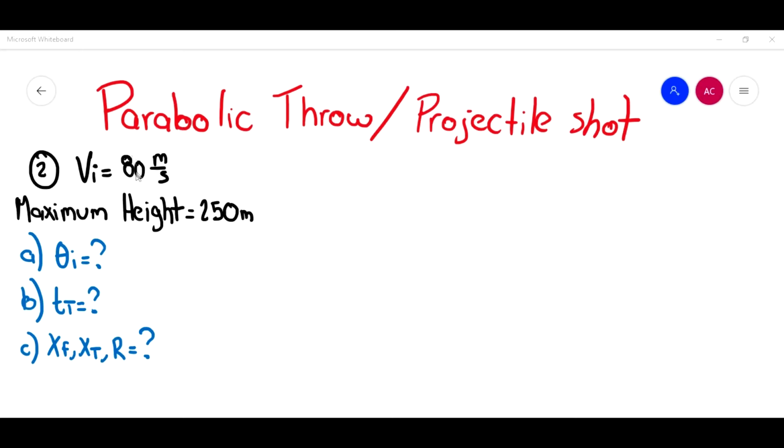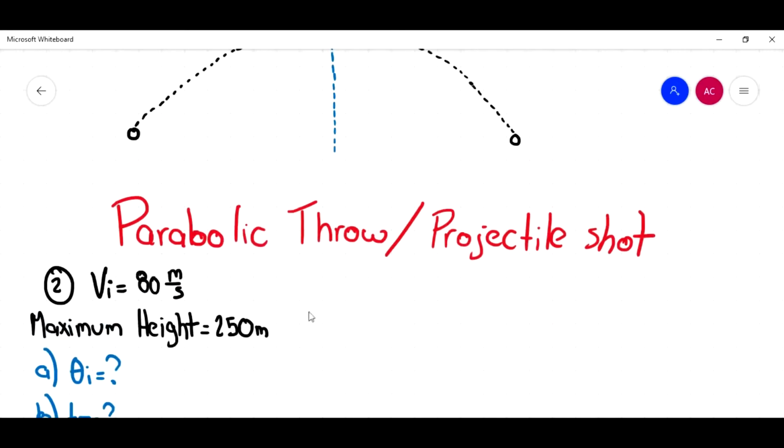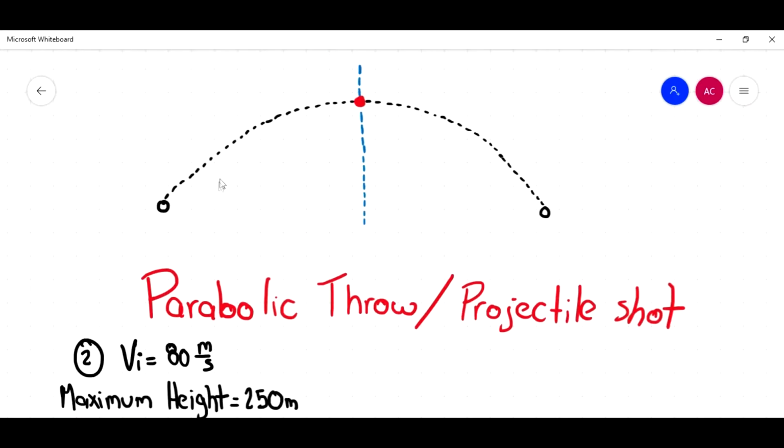Well, in this case, for example, I have the initial velocity that is 80 meters per second and the maximum height that is 250 meters. So imagine that you are going to throw something, yes? And this is the drawing. And you are going to throw it at 80 meters per second. Now this one over here is the resultant vector.